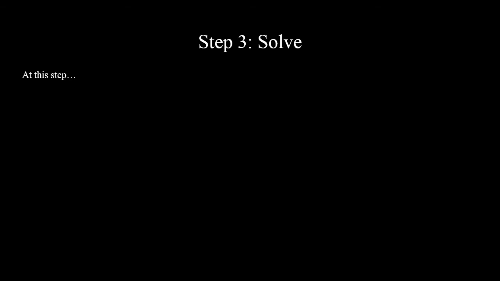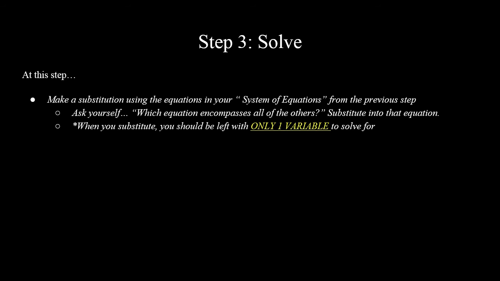So now we can move into step 3, which is to solve. Your main goal at this step, you guys, is to make some sort of substitution. How do you make that substitution? Well, you're going to use the equations that you built in step 2, your system of equations. And you're really trying to figure out which one of those equations can I substitute all the others into. In this problem, we only have 2 equations, so we're going to substitute one into the other. If we had a system of equations that had 3 or 4 variables, we would just be looking for one of those 4 to plug all the others into.